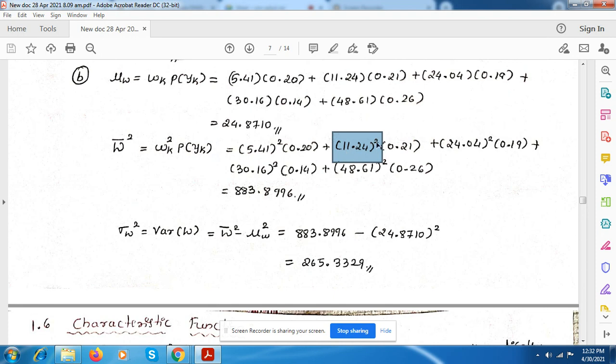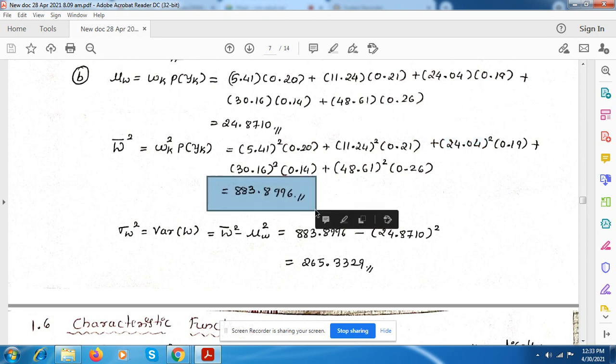We have to square the first value and then multiply it with this probability. So next value is 24.04 square into 0.19. Next value is 30.16 square into 0.14. So last value is 48.61 square into 0.26. So the second order moment value is 883.8996. This is the value we get if we solve this.